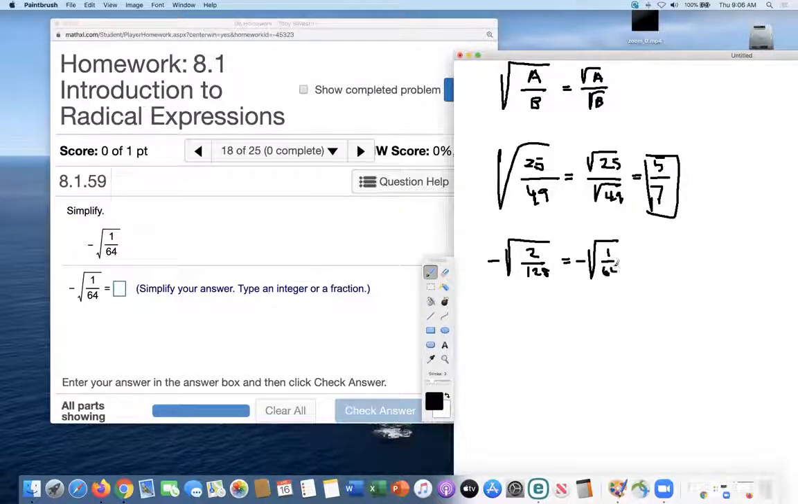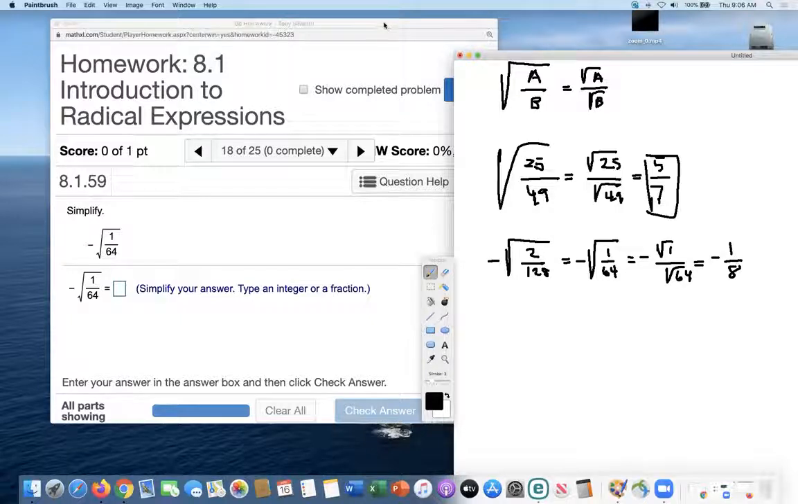That's the original problem. That's what we started off with over here. So, 1 over 64 we can't do much with. What you got to do is break it up into 2 separate square roots and see what happens. And these happen to be perfect squares. Most of these problems are going to be perfect square problems. It's a little bit harder if they're not perfect squares. We'll figure that out in a couple of chapters. But this is negative 1 over 8. And there's the answer for that problem there.